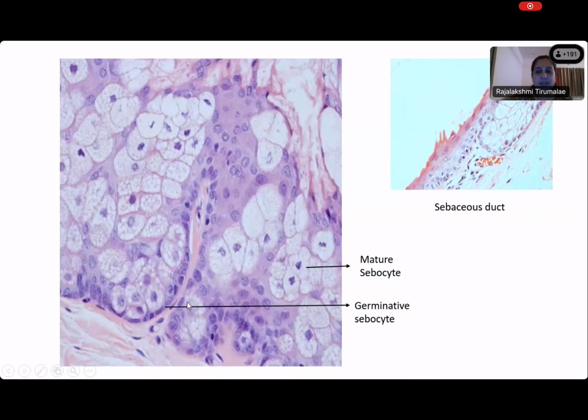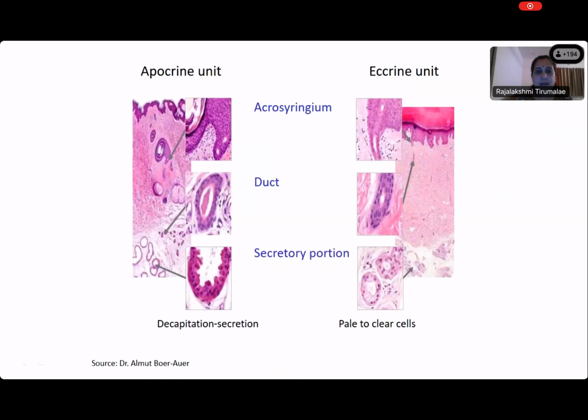This is the structure of the sebaceous lobule. You see the mature sebocytes in the center, which are multivacuolated with a central scalloped nucleus, and the layer of germinative sebocytes at the periphery, and that's the sebaceous duct, which is recognizable by the crenated outline. The apocrine and eccrine units are told apart only by the secretory portion, where you can see the decapitation secretion in case of apocrine units, whereas that is absent in eccrine units. Instead, you may see pale to clear cells. The ductal and acrosyringeal parts look pretty similar, except for where they open into. The eccrine ducts open straight into the epidermis, whereas the apocrine units open into the folliculosebaceous units.